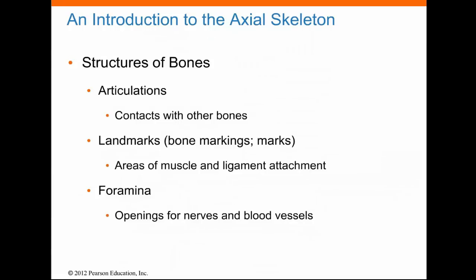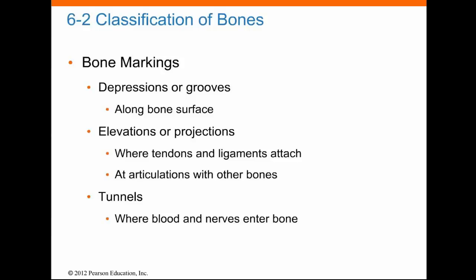So of course, whilst the bones are very strong, they are of course living. So bones are living, and they have their own nerve and blood supplies. So with bone markings, you can have depressions or grooves along bones, elevations or projections where tendons and ligaments attach and articulate with other bones, and you can have tunnels where blood and nerves enter through the bone.